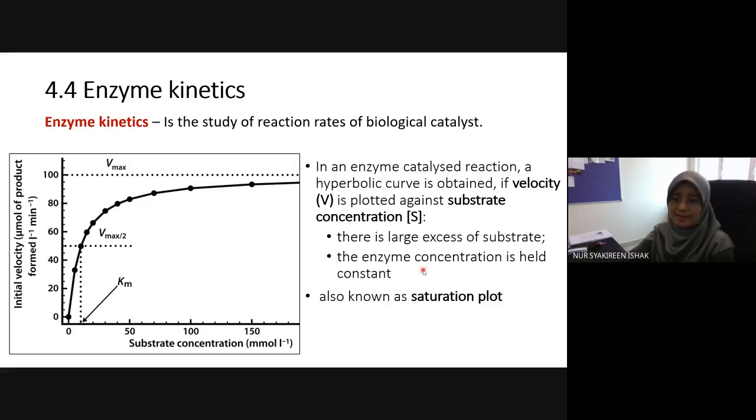Why? Because enzyme is the limiting factor. You keep on adding the substrate, but if you have a certain amount of enzyme, at some point of the reaction, all of the active sites are occupied with the substrate, and therefore the rate of reaction reaches its maximum, which is Vmax, the maximum velocity. At this point, all of the active sites of the enzyme are saturated with substrate. Large substrate but limited amount of enzyme.